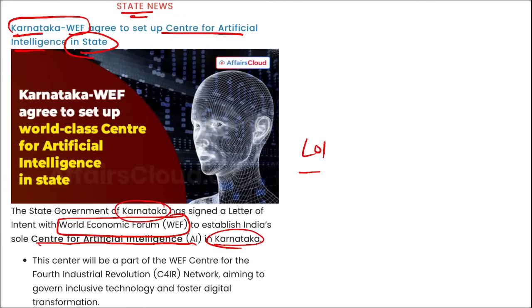And this will be first of its kind in India, and this will facilitate industry academia networks, technology trends, and various research on artificial intelligence.